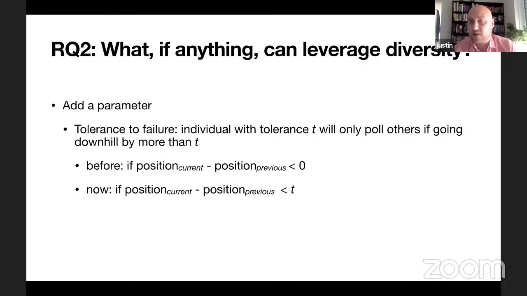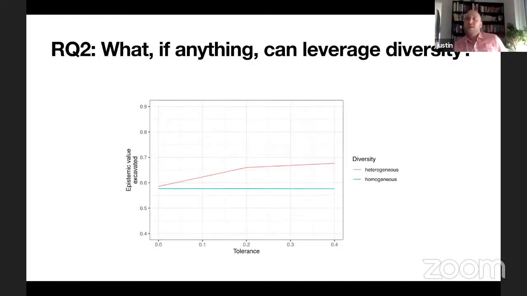So previously in the current literature, if you're going downhill at all, meaning your current position minus your previous position is less than 0, social learning kicks in and you check if the gain is above your particular threshold. Now it's just that the same thing needs to be less than threshold T. So in other words, if you have a higher threshold, you can handle going downhill a little bit before you start panicking and checking how everyone else is doing, if anyone's more successful than you. So the basic message is that adding in this one parameter does leverage a benefit of diversity.